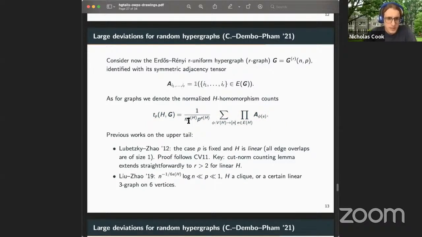Okay, so there's been some work on this. In this work of Lubetzky and Zhao, they followed the Chatterjee-Varadhan type large deviations approach. In the dense case, they were able to get tails for counts of linear hypergraphs. A linear hypergraph is a hypergraph where all of the edges have overlaps of size 1. Usual graphs are linear, for instance. Then it turns out that the usual Frieze-Kannan type regularity lemma or decomposition theorem generalizes in a very straightforward way, and you can do the same stuff. More recently, Liu and Zhao looked at the sparse case, and they were able to get the sharp upper tail in a certain range of p for cliques, or a certain other hypergraph that I'll show you in a moment.